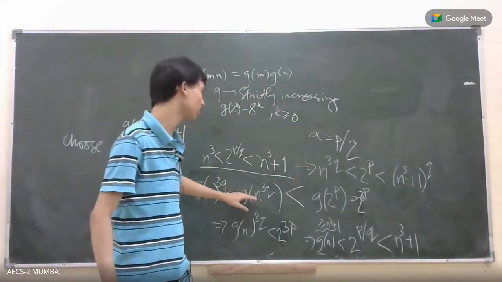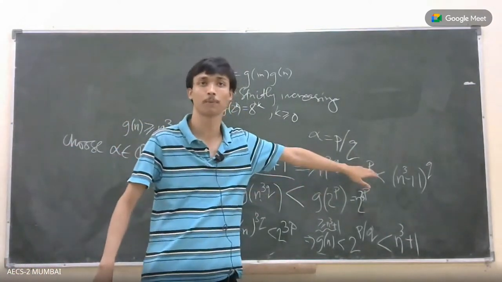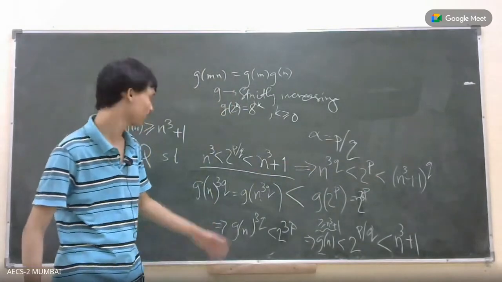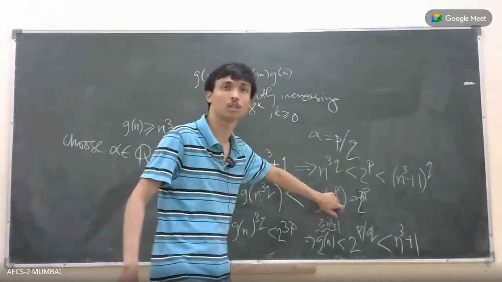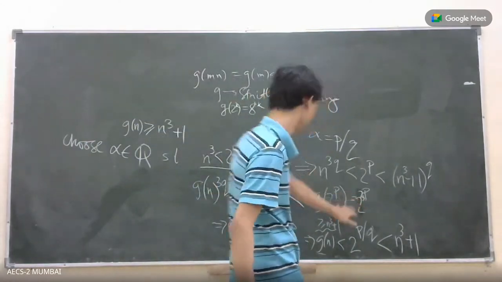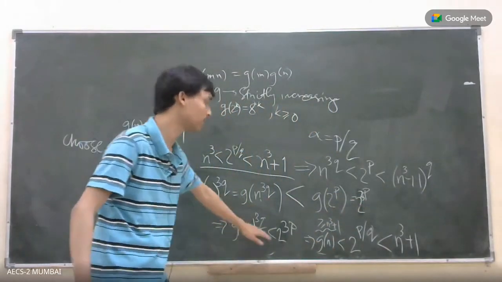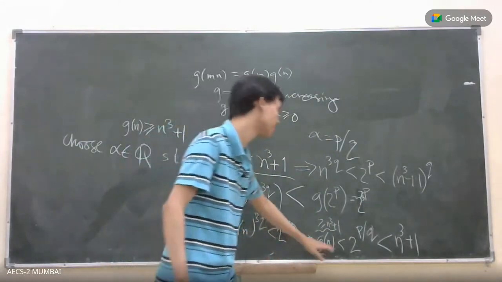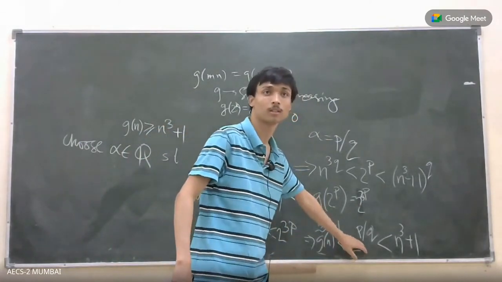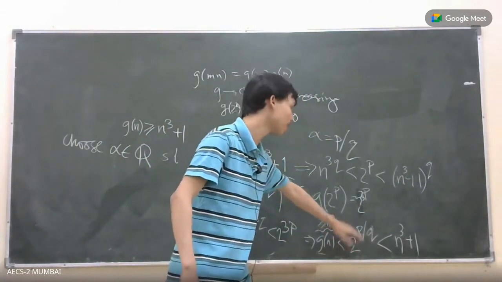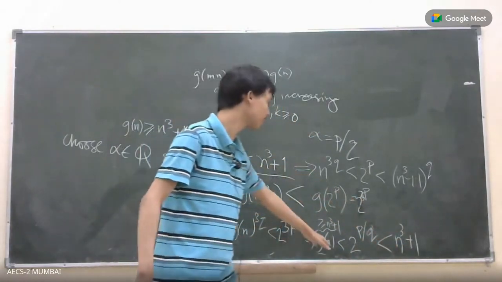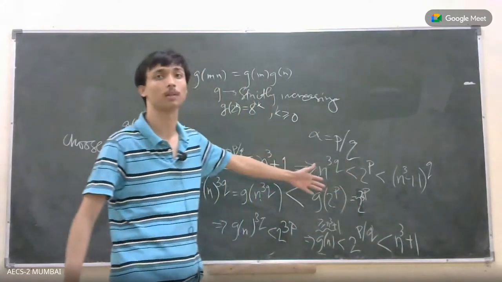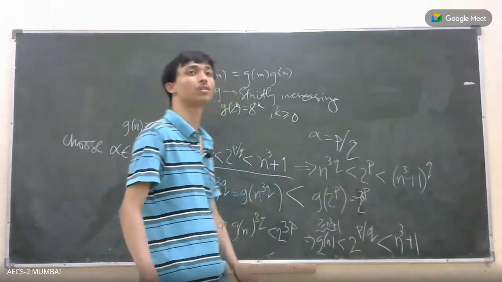Now n to the power 3q is less than 2 to the power 3p. g is strictly increasing, so g of n to the power 3q is less than g of 2 to the power 3p. g of 2 to the power 3p is 2 to the power 3p. So g(n) to the power 3q is less than 2 to the power 3p, which implies that g(n) is less than 2 to the power p by q. 2 to the power p by q was less than n cube plus 1 by assumption. But we have assumed that g(n) was greater than or equal to n cube plus 1. So contradiction.